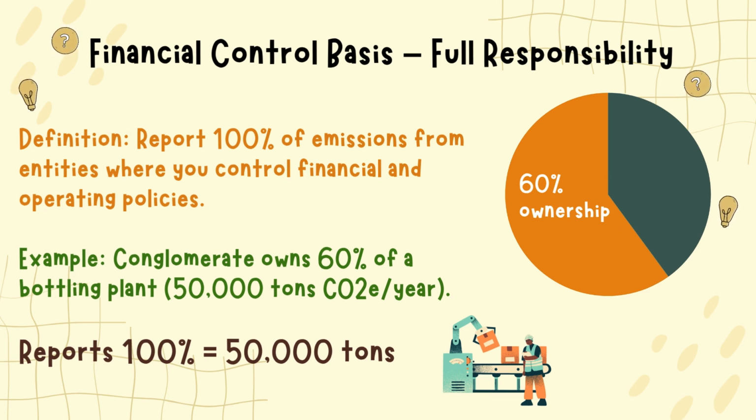Picture a conglomerate owning 60% of a beverage bottling plant and controlling its budget and strategy. The plant emits 50,000 tons of CO2 equivalent, including Scope 3 emissions from its supply chain, like plastic bottle production. Because the conglomerate has financial control, it reports all 50,000 tons, not just 60%. This aligns with financial accounting standards, like IFRS or GAAP, where you consolidate controlled entities. It's perfect for subsidiaries or investments where you make the financial calls, ensuring emissions reflect your economic influence.